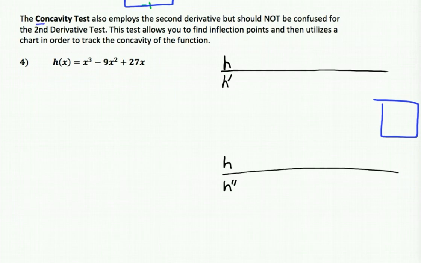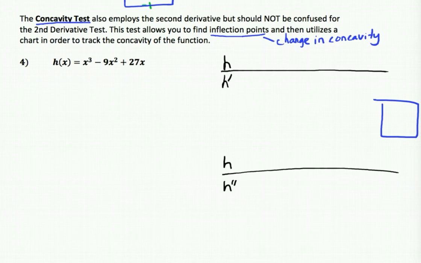And we're also going to talk about the concavity test. The concavity test also uses the second derivative, but it's not the second derivative test. Make sure you don't confuse them. Think of it as a third test. This one is going to allow you to find an inflection point and then track what that inflection point does. So an inflection point is where you change concavity. So let's write that right here. Change in concavity. It's where the concavity of a graph changes from positive to negative or vice versa.